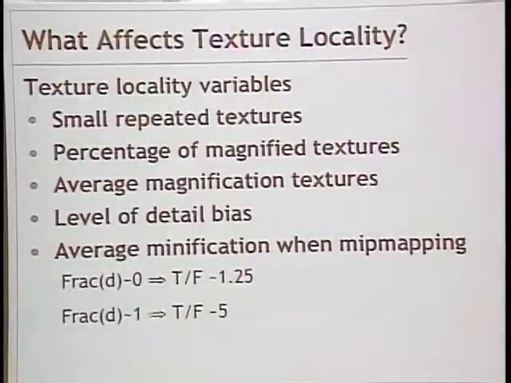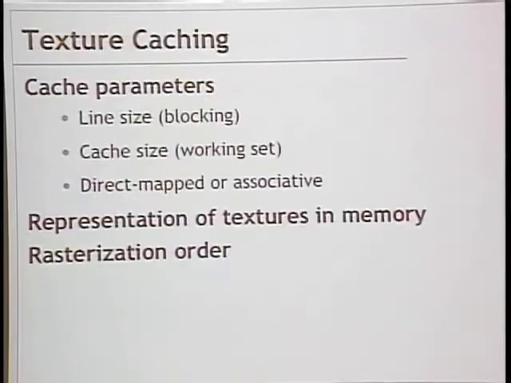So, things we care about: what affects locality? Are you using the same textures over and over, or do you have big textures? Are you magnifying or minifying all the time? If you're magnifying, that's going to affect it. How much do you magnify? Level of detail bias means that in OpenGL you can say, take whatever D I calculate and kick it up by a notch, or kick it down by a notch. If you make a lower D, that makes your textures look sharper at the expense of some aliasing. So you can fudge it a little bit either way. These are things that will affect texture locality.